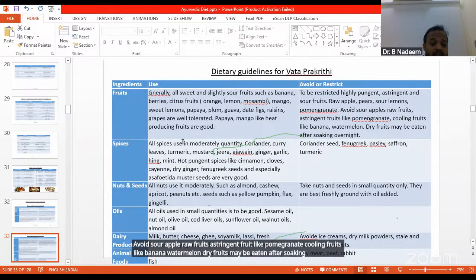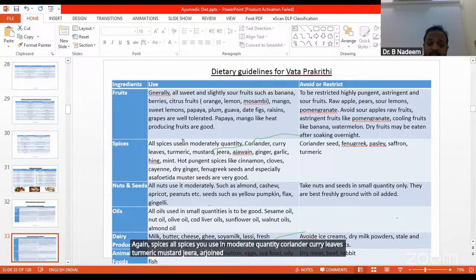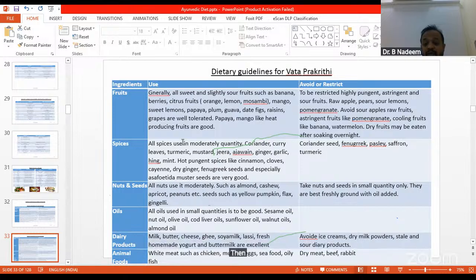Again, spices, all spices use in moderate quantity: coriander, curry leaves, turmeric, mustard, jeera, ajwain, ginger, garlic, hing, mint. Hot, pungent, spicy like cinnamon. Again, cloves, cayenne, dry ginger, fenugreek seeds, and especially asafoetida, mustard seed are very good. Then again, we should avoid coriander seed, fenugreek, parsley, saffron, and turmeric.